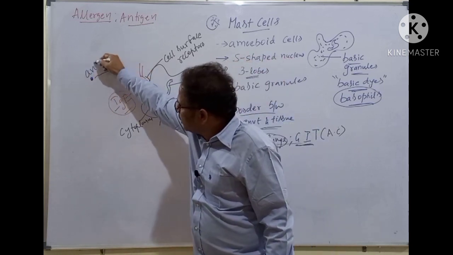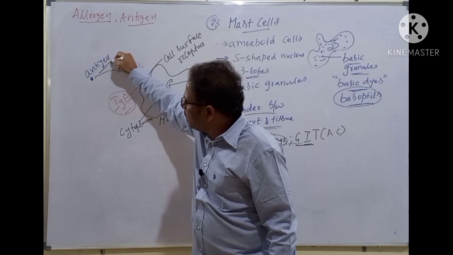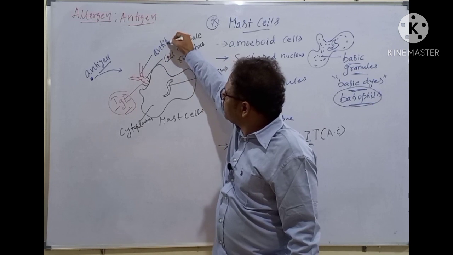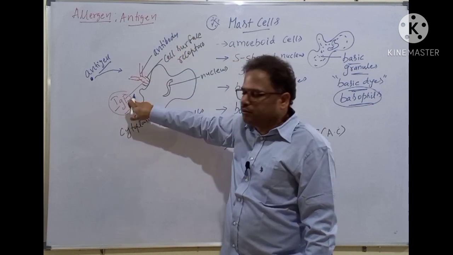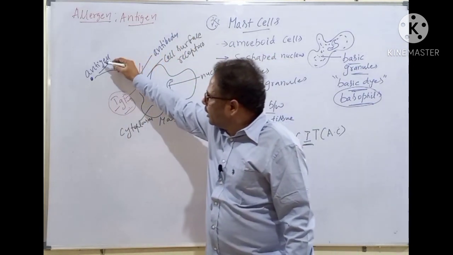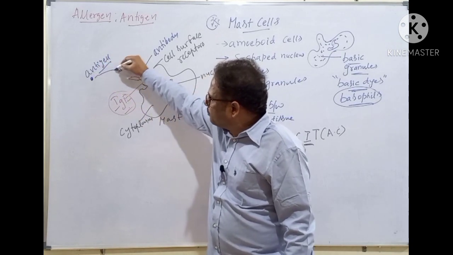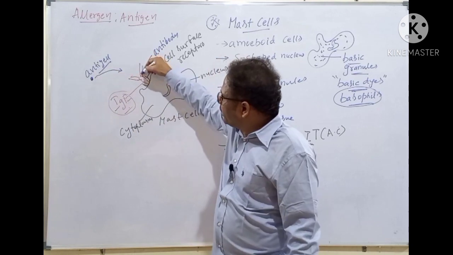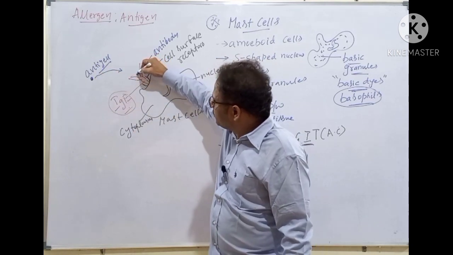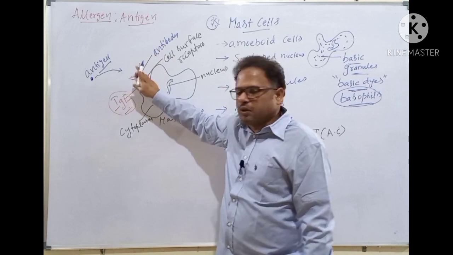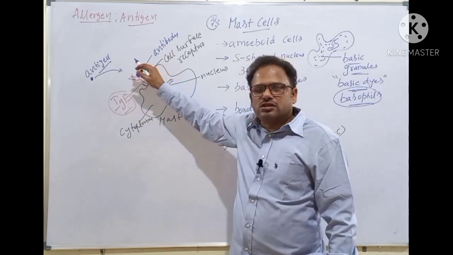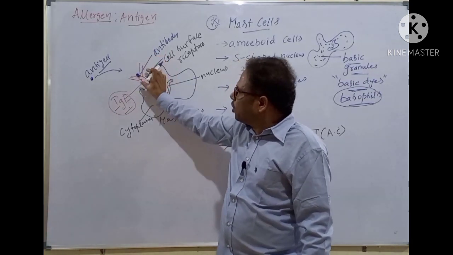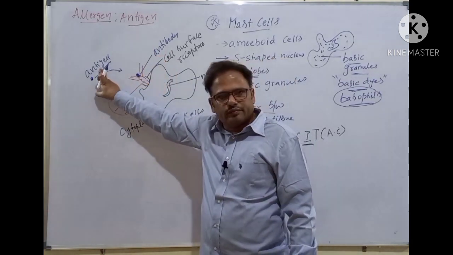This is the antigen now, which is the allergen. This is the antibody, also called the IgE antibody here. Whenever the allergen or antigen enters a human body, the antibody binds with the antigen. There is a specific antigen binding site for the antibody. At that site location, the antibody gets bound with the antigen.